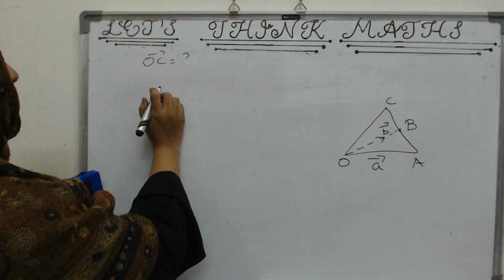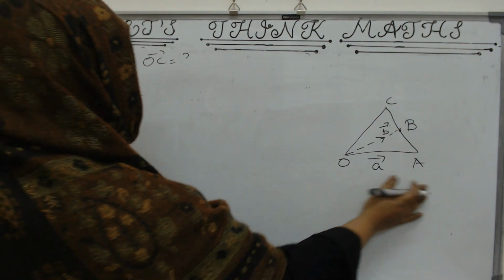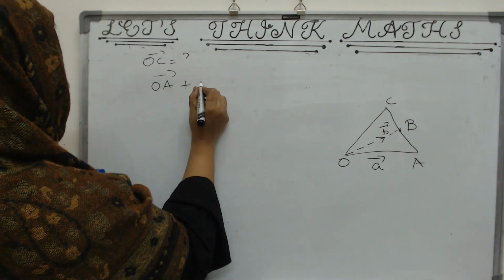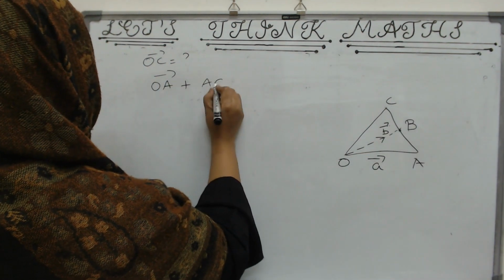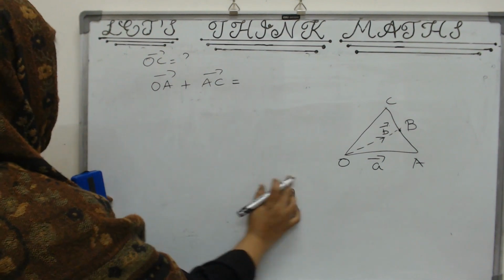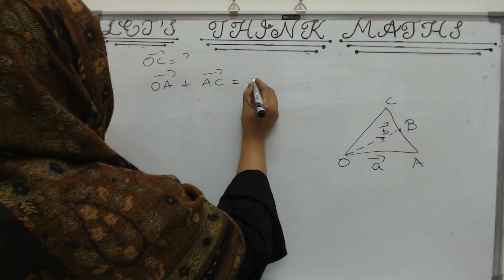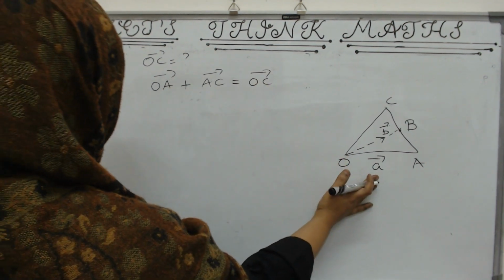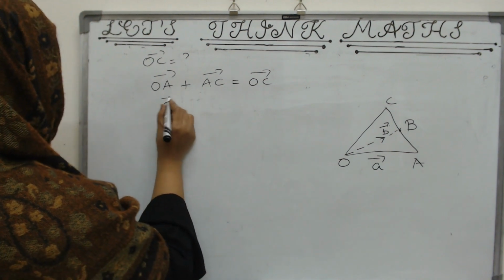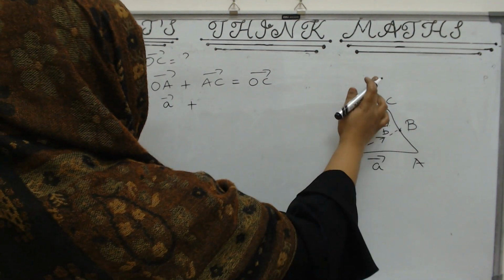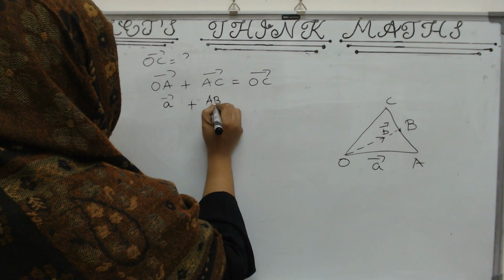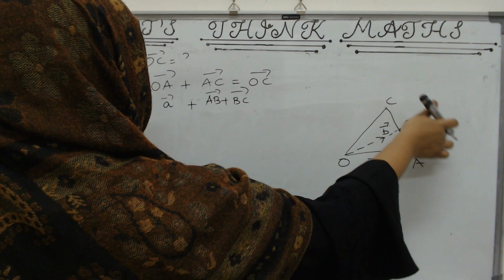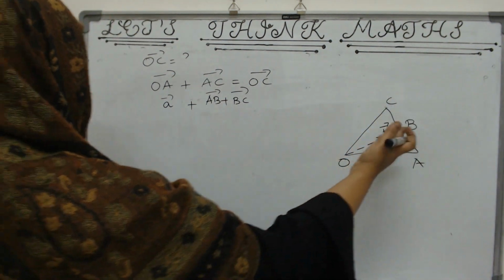What does the triangle law of addition tell us? Two sides of a triangle taken in cyclic order. That means OA plus AC is equal to the third side, not in the cyclic order, but this way, OC. So all we have to do is find these two, out of which one is a. But then what is AC? It will be AB plus BC. So what is AB?